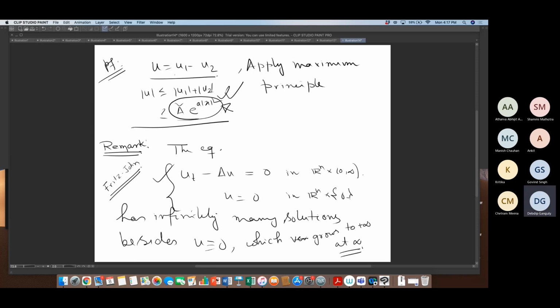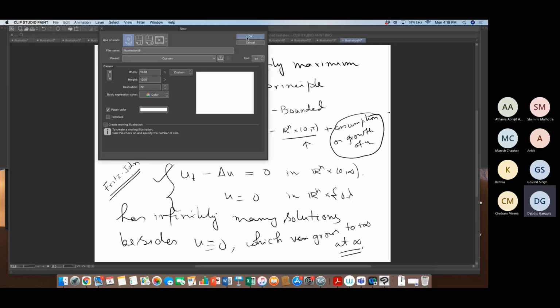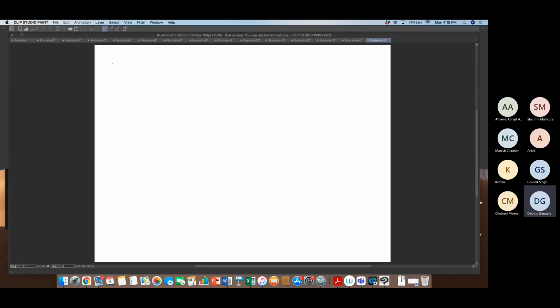So this is the maximum principle. We have done the maximum principle in bounded domains, which is not difficult, but also for the Cauchy problem in Rn cross (0,T). Of course, for this we need some assumption on the growth of u. Now one more property, a very important one, which I will not prove.